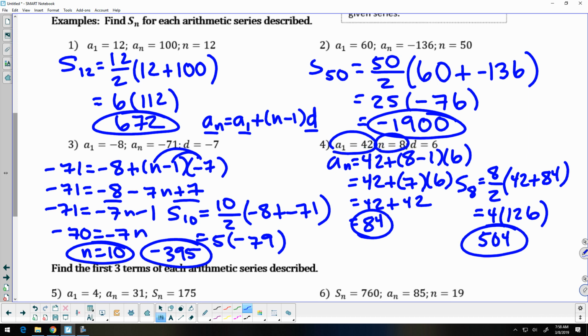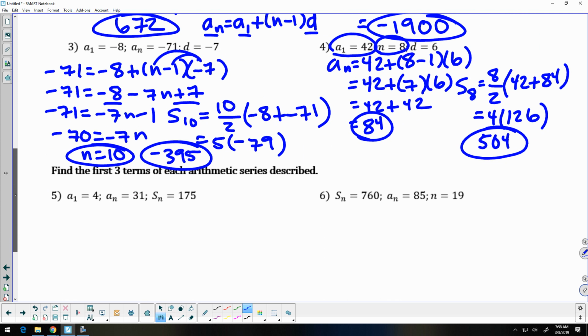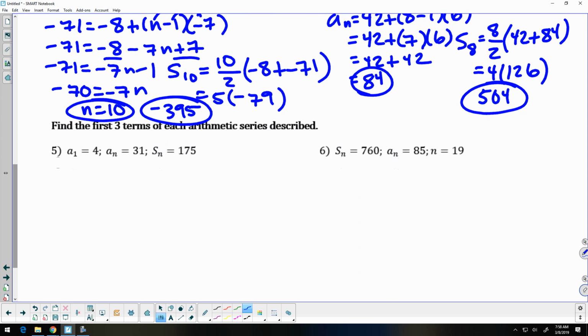All right, there you go. So again, it's really just about using a new formula today. But again, you might have to do a little jumping in between the two formulas altogether. So different examples, different problems. It says to find the first three terms of each arithmetic series being described. So again, we just want the first three terms, right?